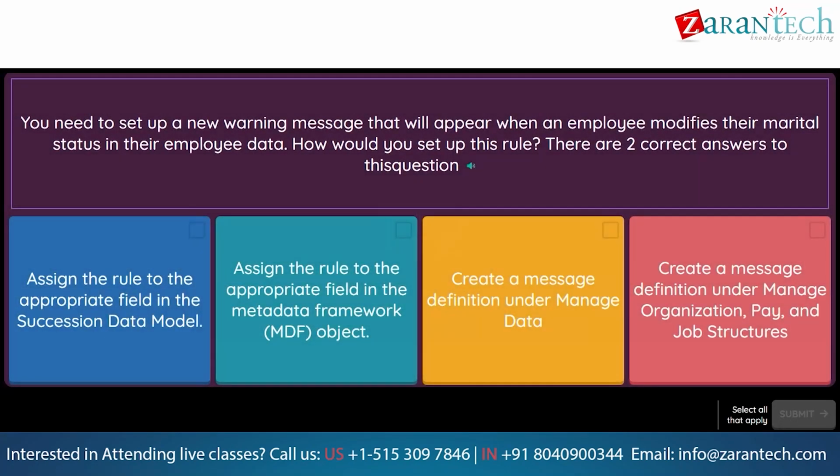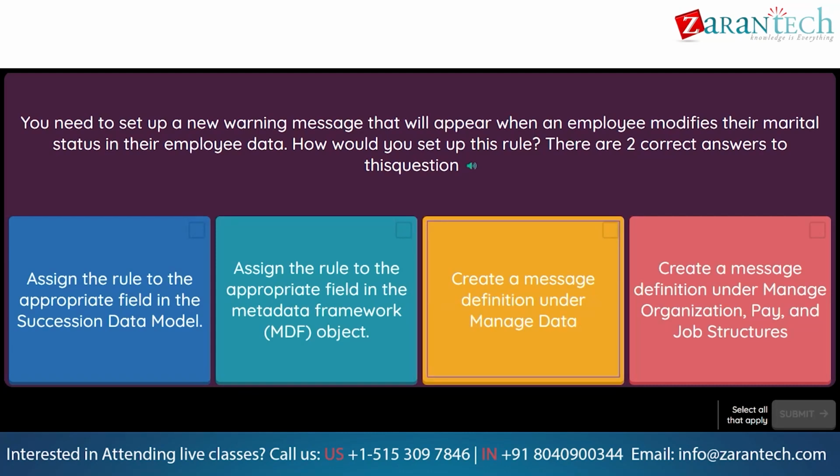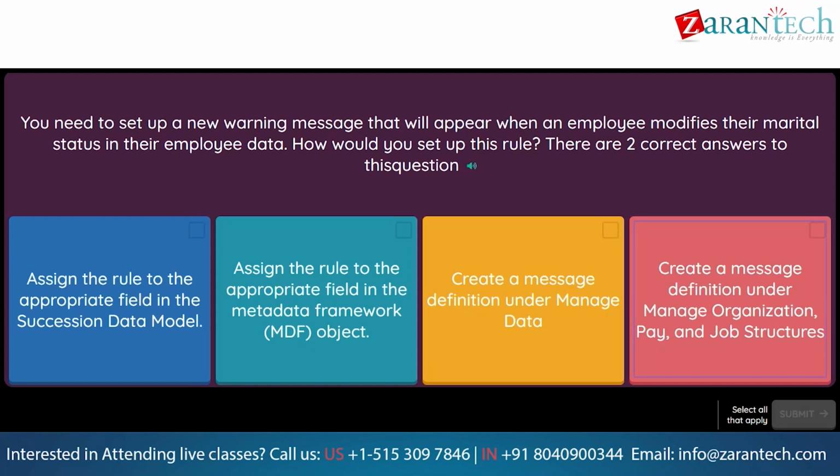Question: you need to set up a new warning message that will appear when an employee modifies their marital status in their employee data. How would you set up this rule? There are 2 correct answers to this question. Option 1. Assign the rule to the appropriate field in the succession data model. Option 2. Assign the rule to the appropriate field in the metadata framework, MDF, object. Option 3. Create a message definition under Manage Data. Option 4. Create a message definition under Manage Organization, Pay, and Job Structures.